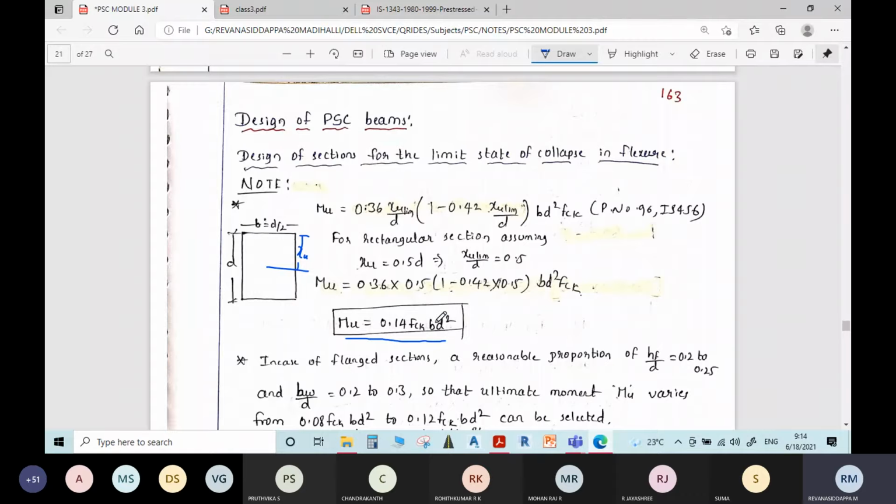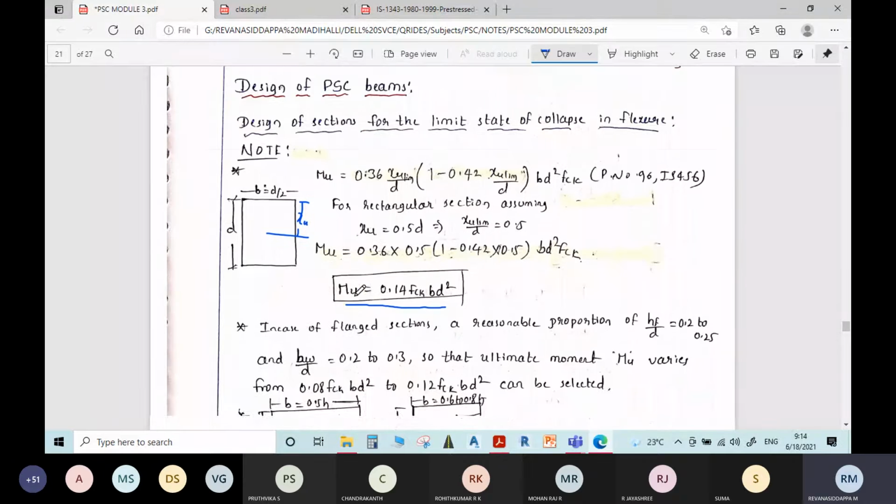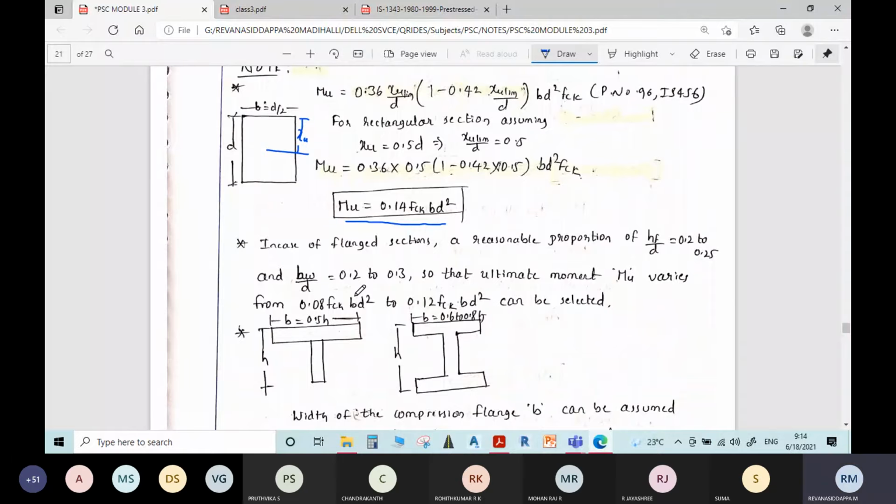Again, this width of the beam is selected based on the total effective depth, that I will discuss in detail while solving a problem. Just remember these two conditions: Xu is equal to 0.5 d, and moment is equal to 0.14 fck bd square. If you remember these two things, you will be able to design a beam.